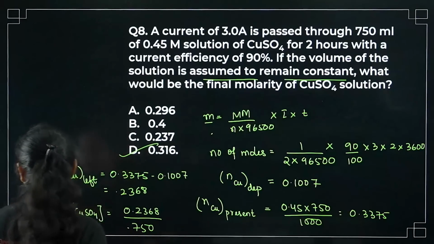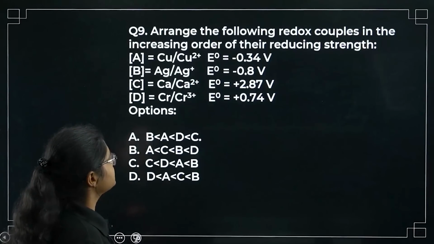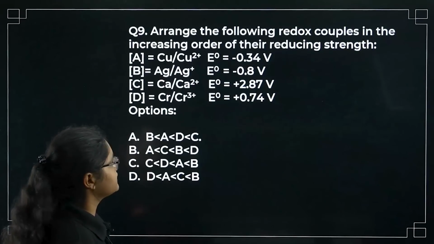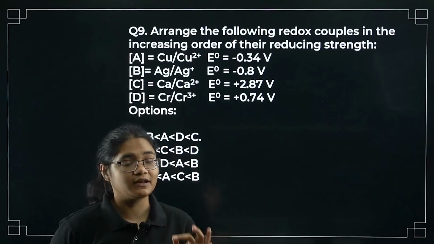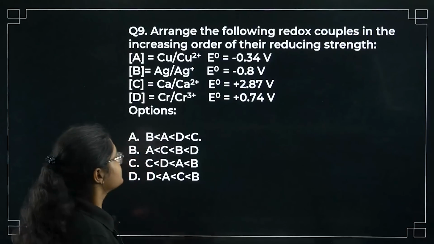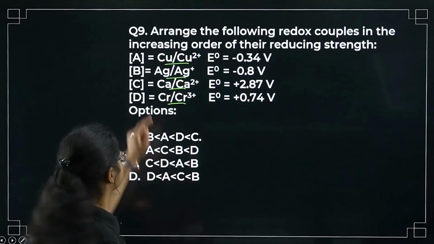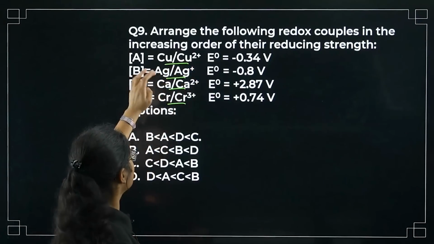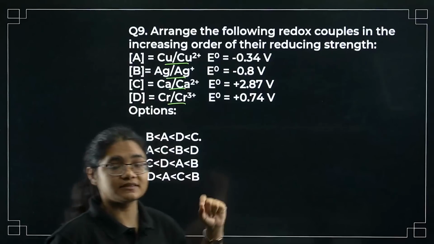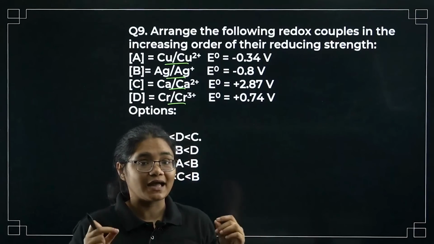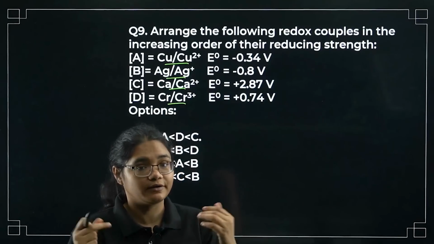Okay. Now moving to the next question, that is question number 9. Arrange the following redox couples in the increasing order of their reducing strength. Now see, they will reduce others, meaning itself it will undergo oxidation, right? And here all the oxidation potentials are given. You can see copper to copper 2 plus oxidation, Ag to Ag plus oxidation, calcium to calcium 2 plus oxidation, chromium to chromium 3 plus oxidation. So the one which has the highest oxidation potential will be the best reducing agent.